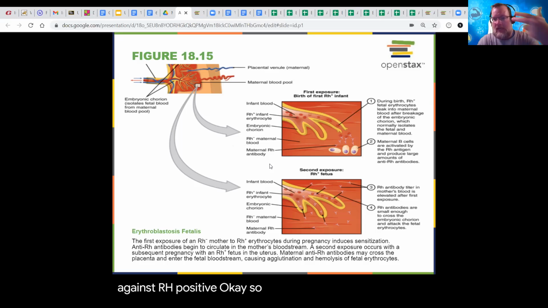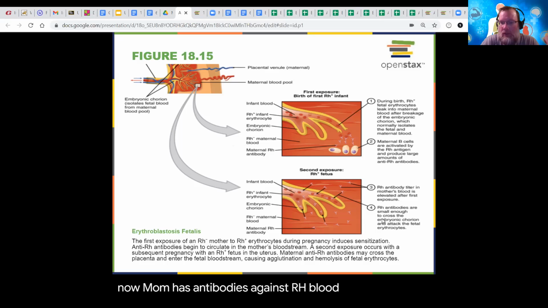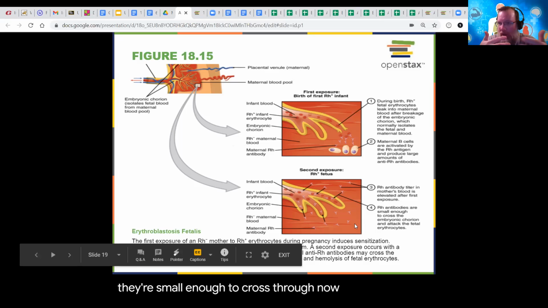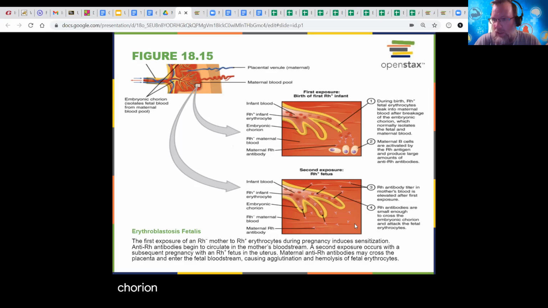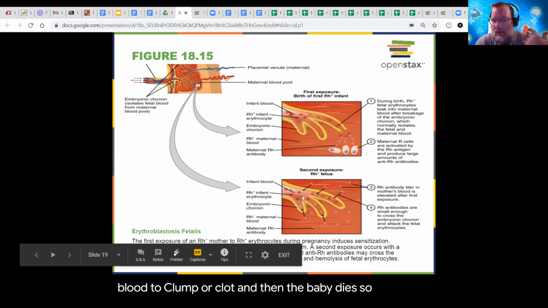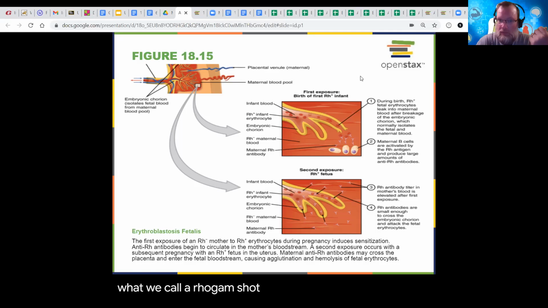mom's now producing antibodies against Rh positive. Okay. So if the second fetus is Rh positive as well, well, now mom has antibodies against Rh blood. And they're small enough to now cross through the embryonic chorion and attack the fetus. And that can cause the fetal blood to clump or clot, and then the baby dies. So mom gets what we call a RhoGAM shot, maybe even a series of them. Okay, so nowadays, even on first babies, they'll give mom the RhoGAM shot, but definitely on subsequent births. RhoGAM, I think, is how it's spelled.